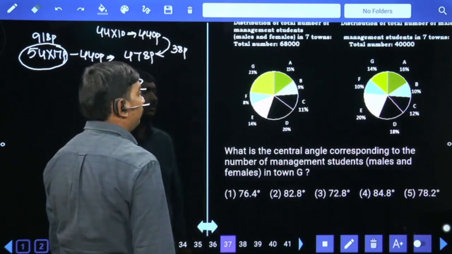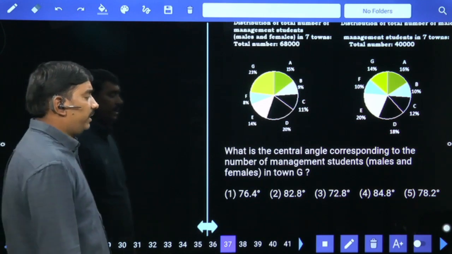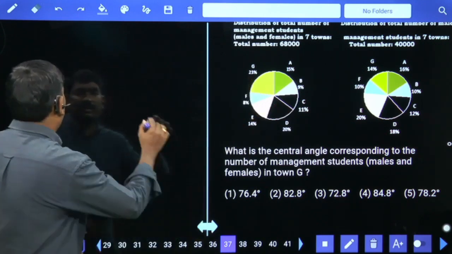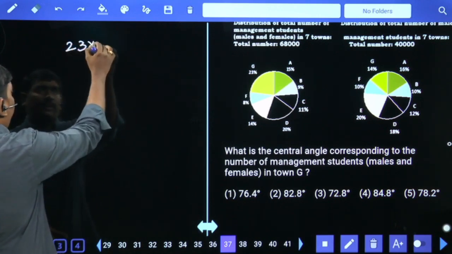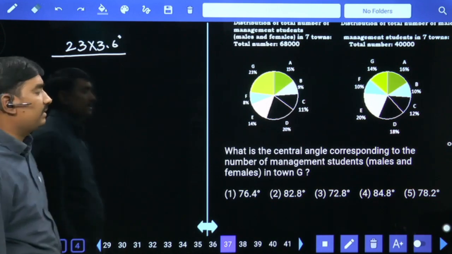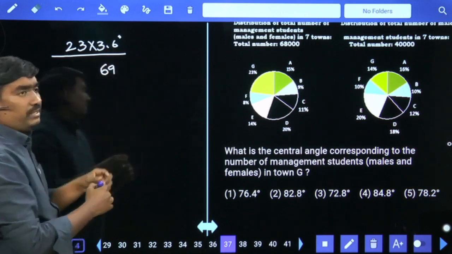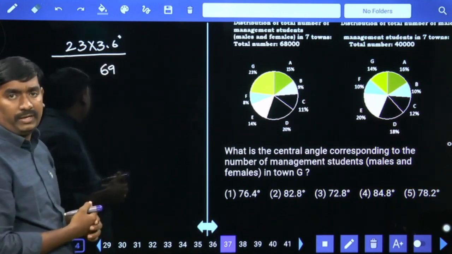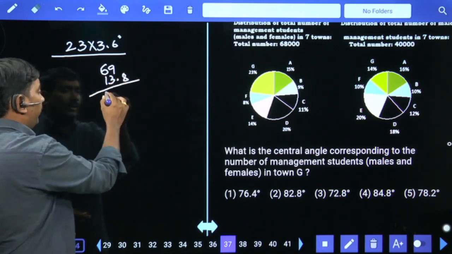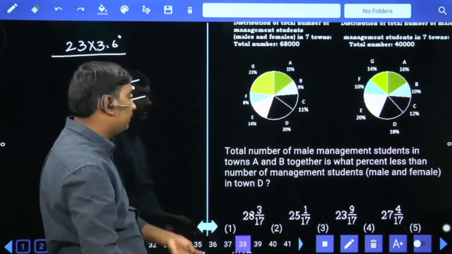Second option. Next. Central angle corresponding to the number of management students in town G. Town G 23%, has 1% value 3.6 degrees. 23% means 23 into 3.6. 23 3s are 69, 23 .6 times 13.8 together 82.8 degrees. 82.8 degrees.